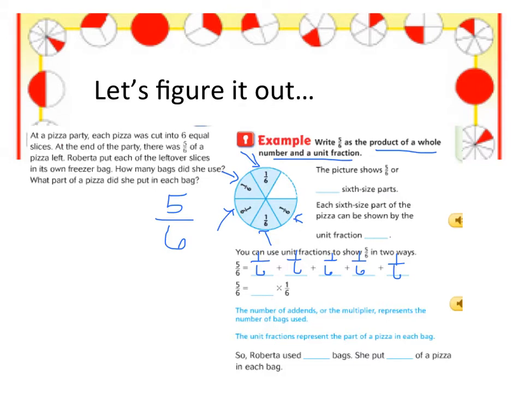Now I'm going to put it together with what I know about multiplication. When I add repeatedly, I added here 5 times. So 5/6 is the same as saying 5 times 1/6. So now I'm going to go back to my question. If Roberta put each piece in their own bag, then she must have used 5 bags because she put one piece, one slice of the pizza cut into 6 slices, in each bag.